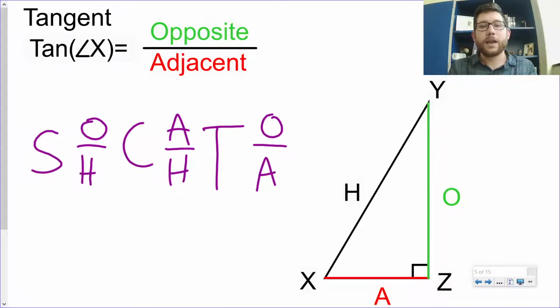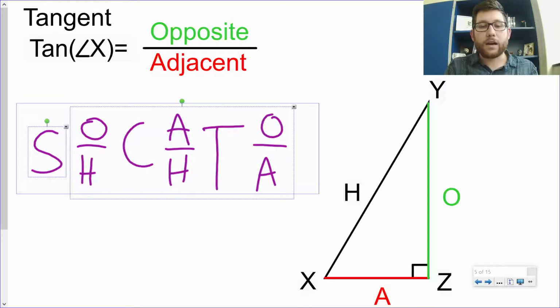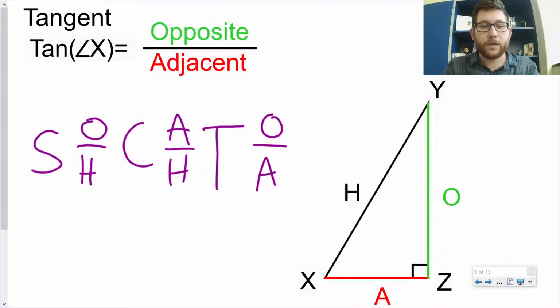SOHCAHTOA. Now I like to write it like this, so that way we remember which one is over which. But if you see SOHCAHTOA, that's what it's talking about. And we're just going to hang on to this. It would be good for you to put in your notes if you're taking notes.